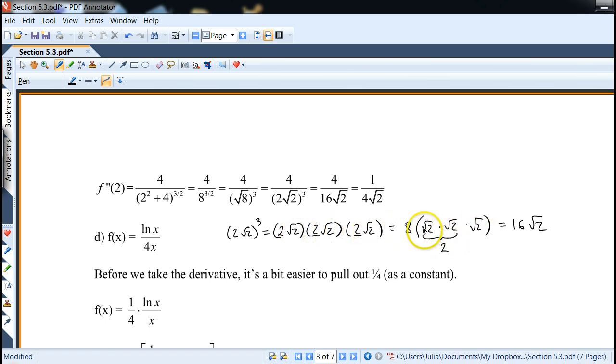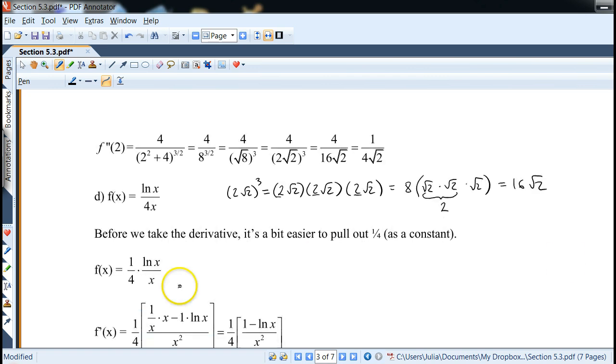But if you recall, square root of 2 times square root of 2, that's just 2. Square root will cancel out. So that's how come we end up with 8 times 2, that's 16, times square root of 2. So that goes in the denominator. I prefer to write it out earlier. And we can reduce the 4's, so you end up with 1 over 4 square root of 2. So a little lengthy there, but it's doable.